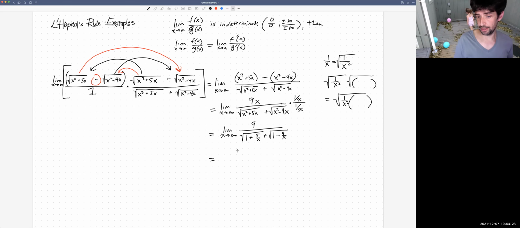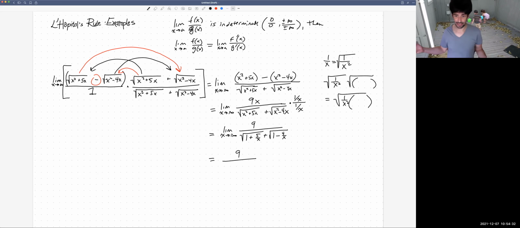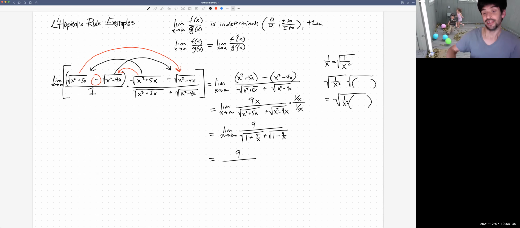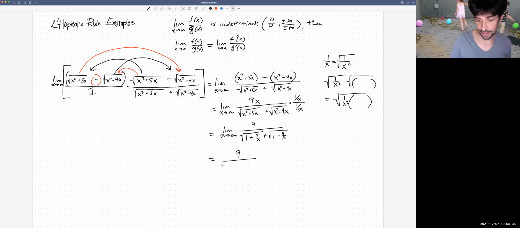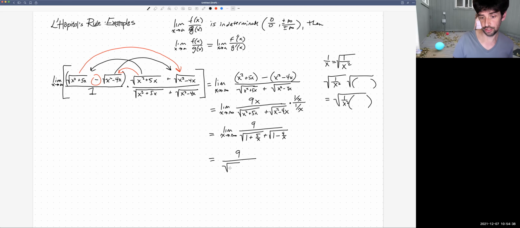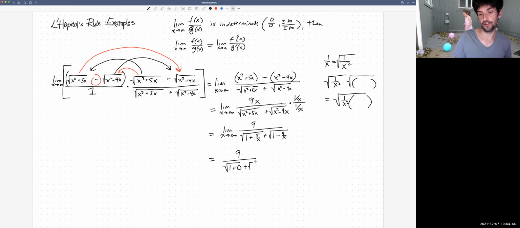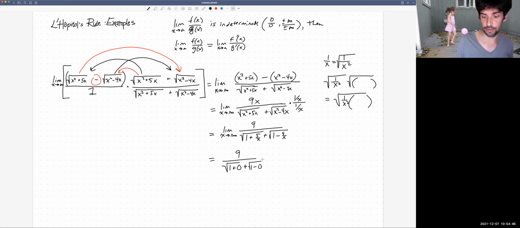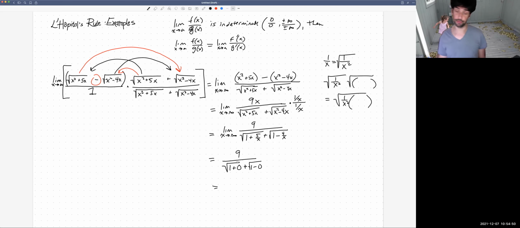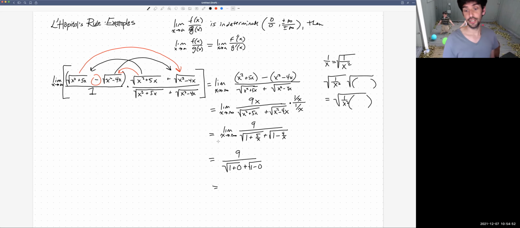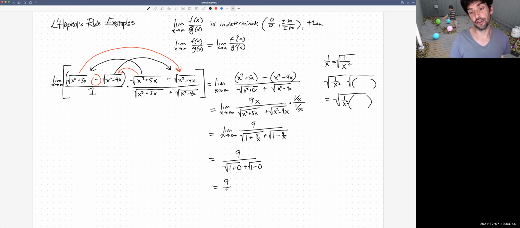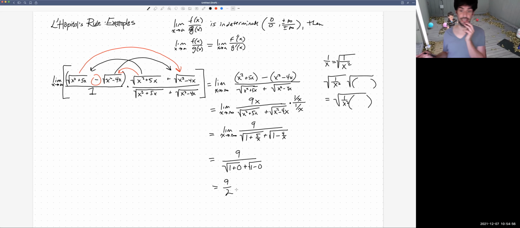In the numerator, the limit of 9 is just 9. In the denominator, we'll take the limits, we'll split it over this sum, then we'll take it inside the radical. Inside the radical, the limit of 1 is just 1. The limit as x goes to infinity of 5 over x is 0. Our other radical, we get 1 minus 0. So we've got 9 over the square root of 1 plus the square root of 1. The square root of 1 is, of course, 1. So we've got 9 over 2. And there's our limit.